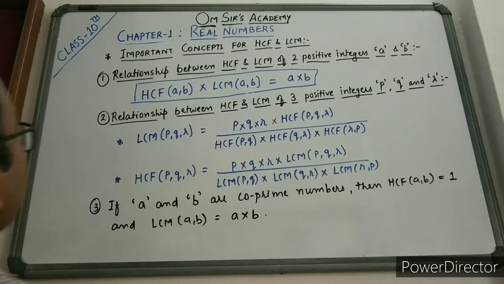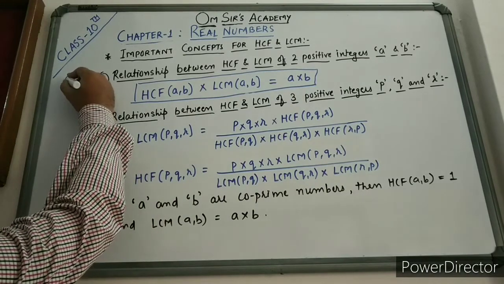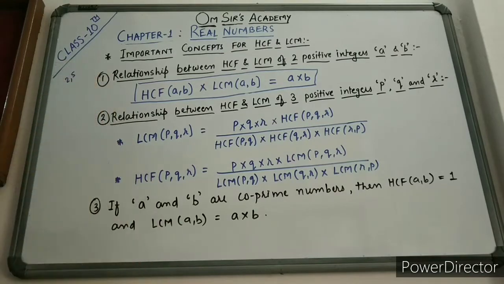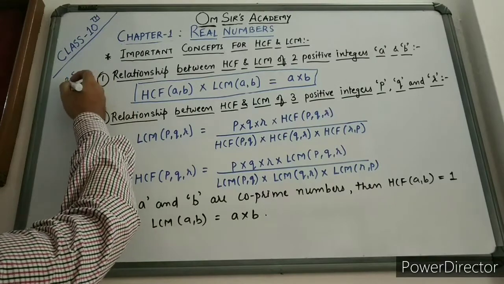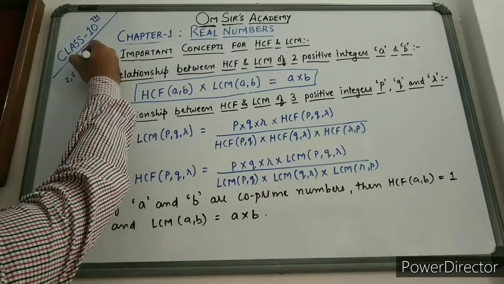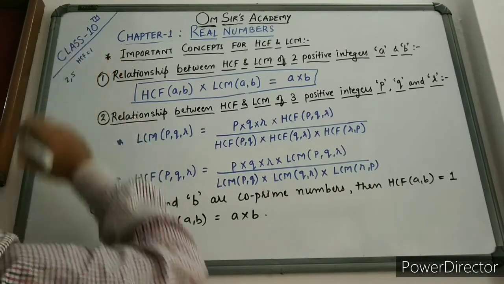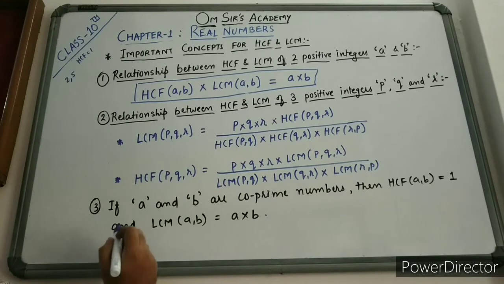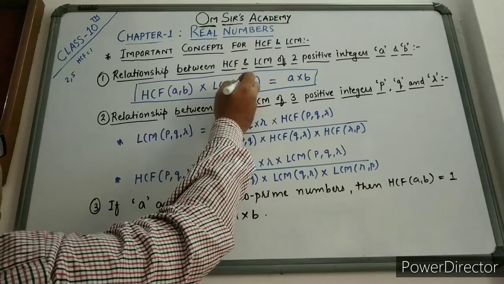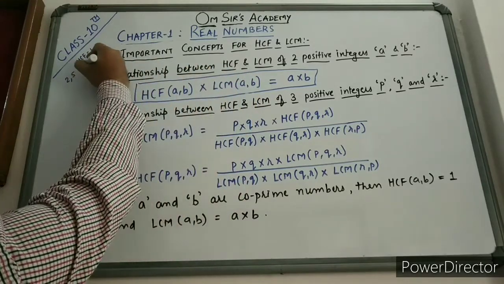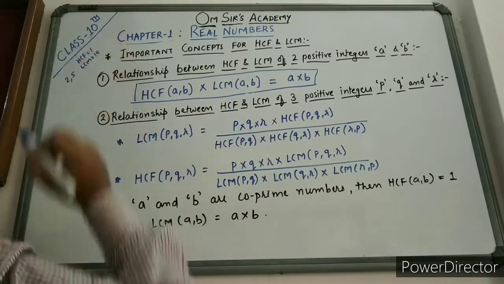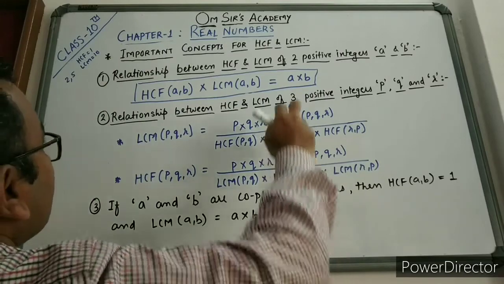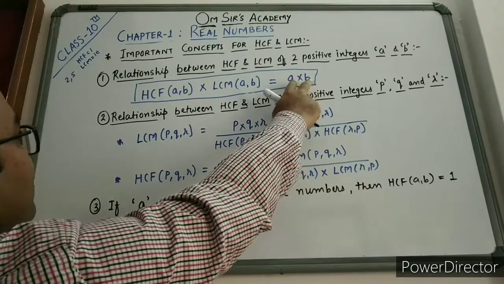Say for example, I take two numbers, 2 and 5, both prime numbers. What is common? Common will be 1 only. So HCF will be what? 1, because there is nothing common between these two numbers. Is it clear? And then LCM will be 2 into 5. So LCM will be what? 10. Is it clear?